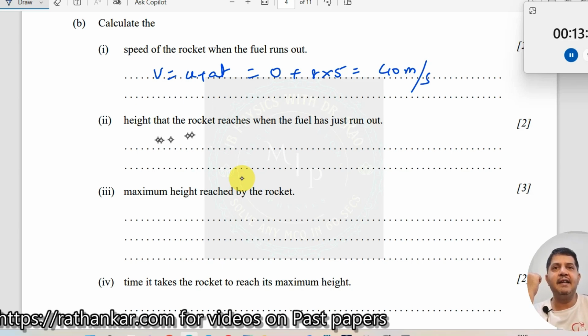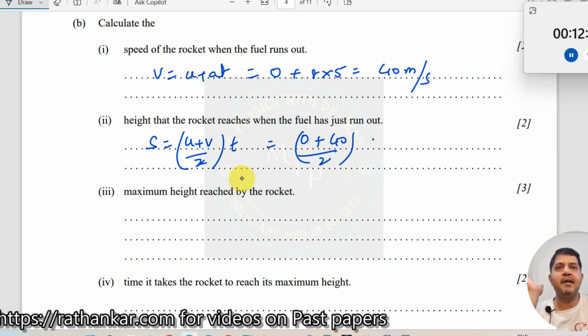Right. Height that the rocket reaches when the fuel has just run out. What is the height over here? We already have V here. We had U there. S can be written as U plus V divided by 2 multiplied by T, the average velocity multiplied by T. Why do I use this? Because the acceleration is uniform. So U is 0. What is V? 40 divided by 2 multiplied by time, which is 5 seconds. Which would be 20 into 5, which is 100 meters.